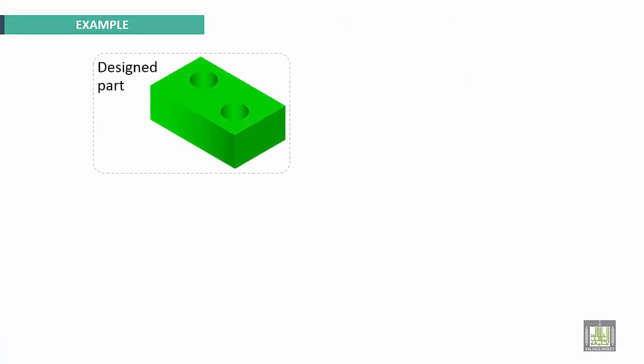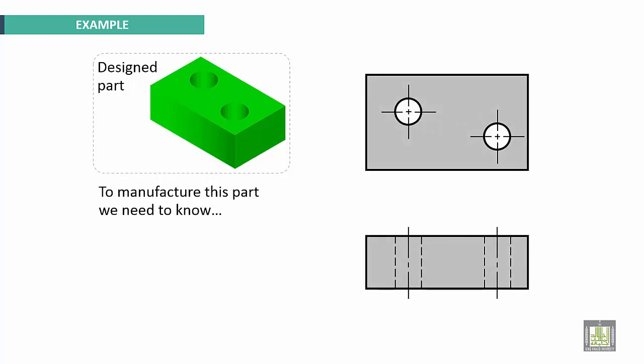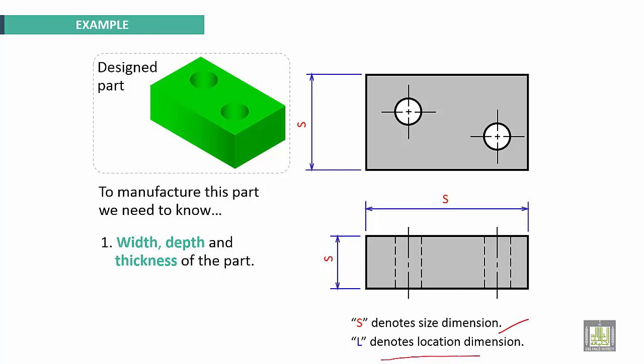One example, this is the designed part. We need two views. To manufacture this part, we need to know first the width, the depth, and thickness of the part. These dimensions should be clear. S denotes size dimension, L denotes location dimension.